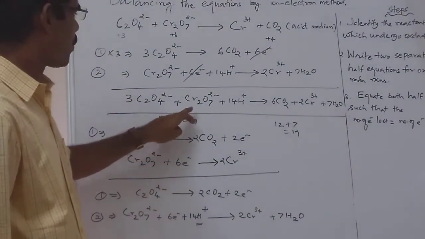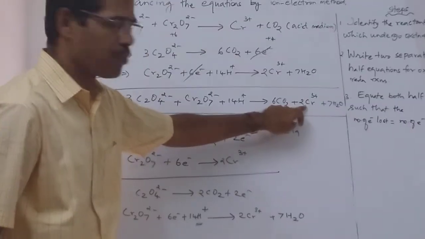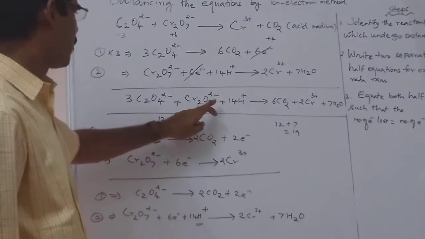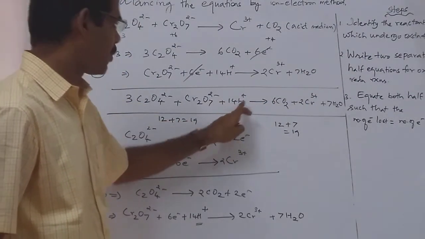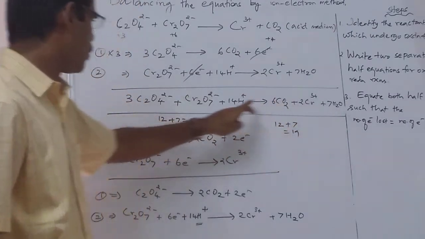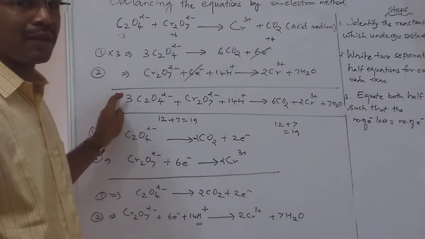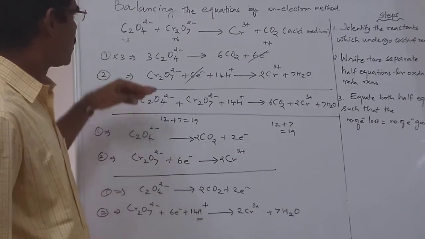Let us come for chromium. இங்க 2 chromium இருக்கு, இங்க 2 chromium. So chromium is also balanced. Hydrogen check பண்ணி பாருங்க, 14H plus இருக்கு, இங்க 14H இருக்கு, இங்கேயும் 14H. So now this is a balanced equation. So in this way we can balance the chemical equation using ion electron method.